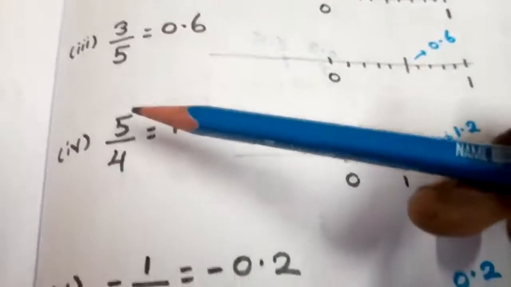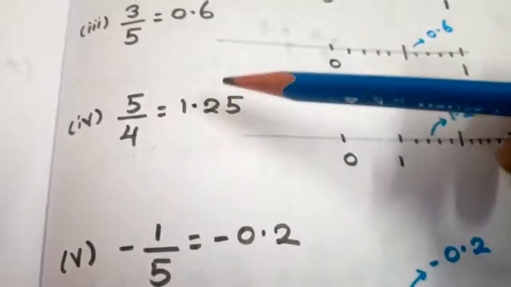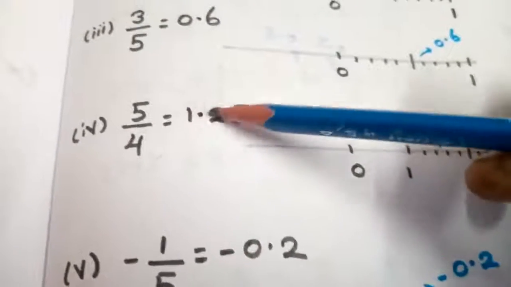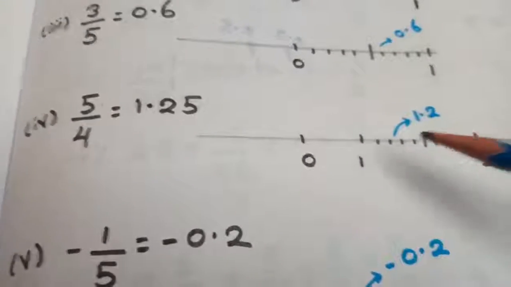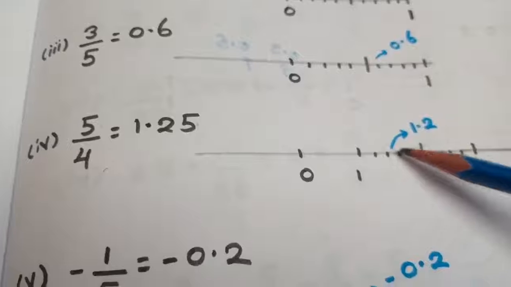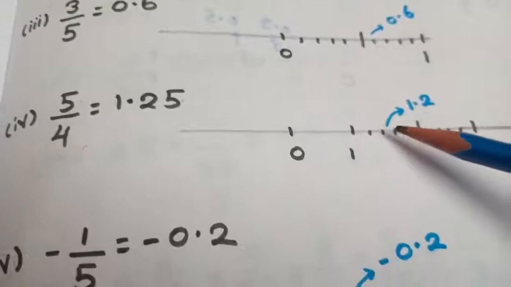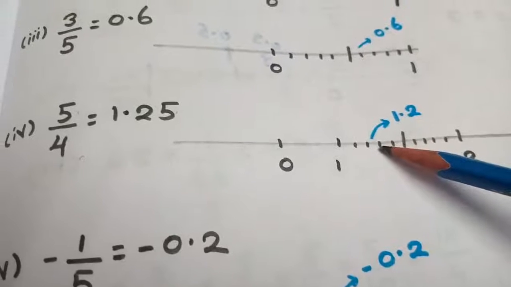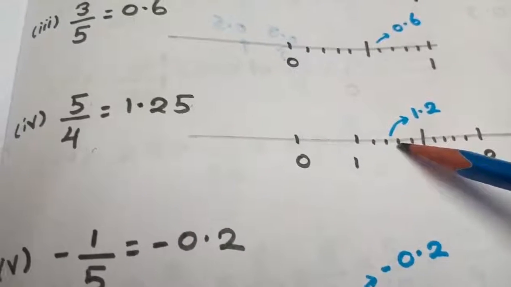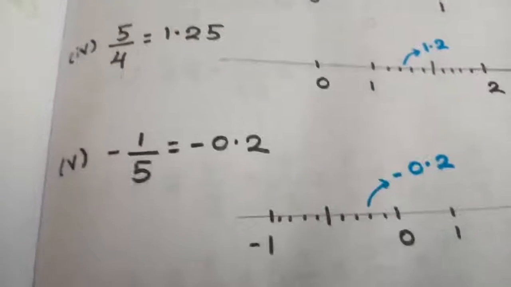Suppose you take 5 by 4. After dividing you are going to get the value 1.25. The approximate value I am marking as 1.2, or 1.25 can also be rounded to 1.3, which means you move just one point and mark it. So in this way we are going to mark the number line.